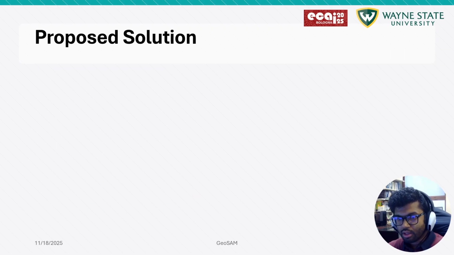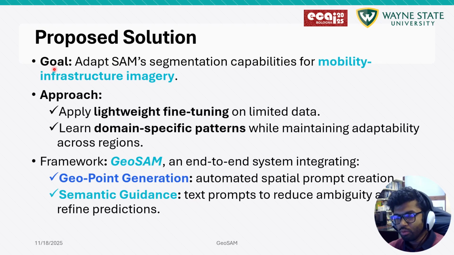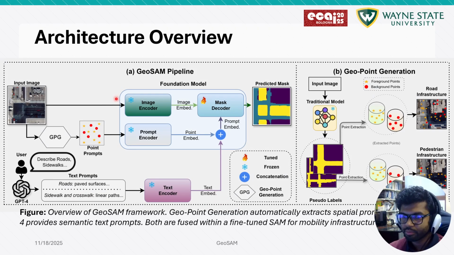So let's see our proposed solution. The goal of this research work is to adapt SAM's segmentation capabilities for mobility infrastructure imagery. The approach is that we apply lightweight fine-tuning on limited data, learning domain-specific patterns while maintaining adaptability across regions. Our framework GeoSAM is an end-to-end system that integrates geo-point generation, since it's a promptable foundation model, so the points are automatically generated. We also have another semantic guidance, text prompts, to reduce ambiguity from the points. Okay, let's see the architecture overview.